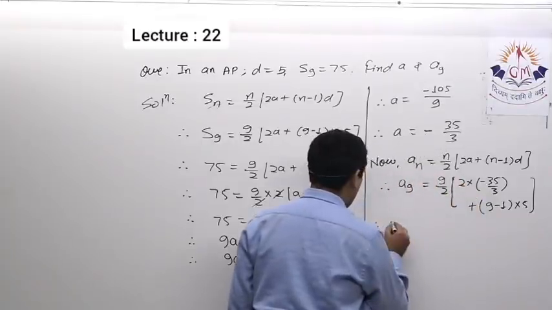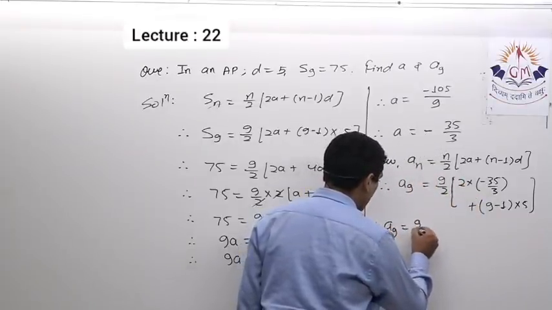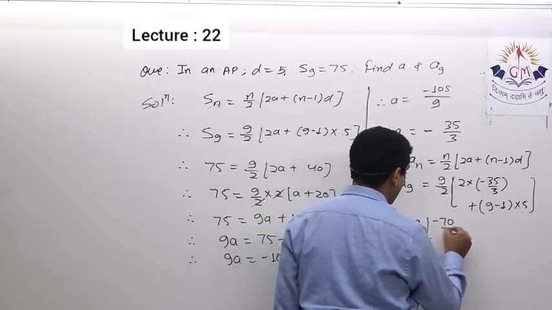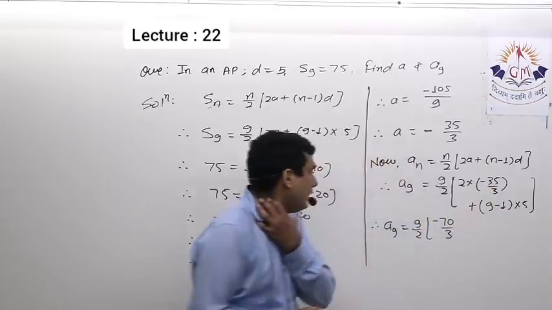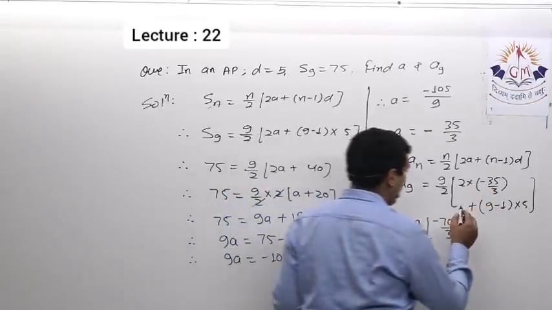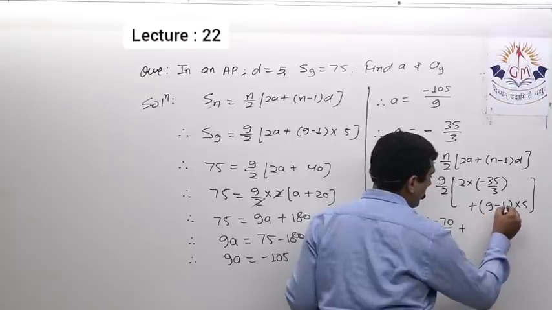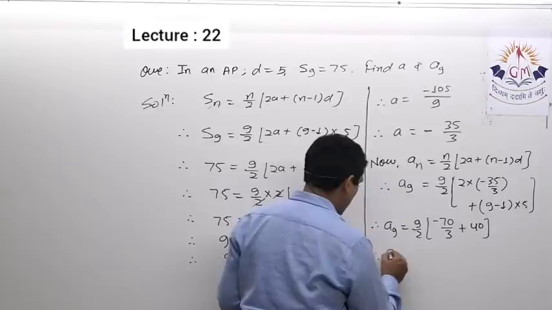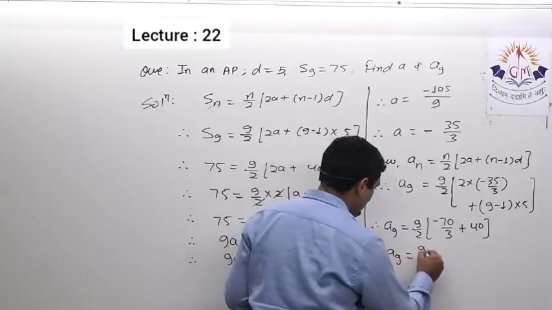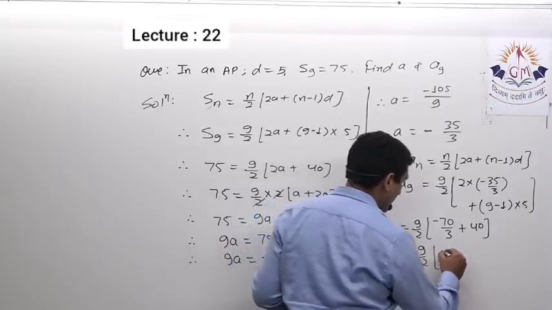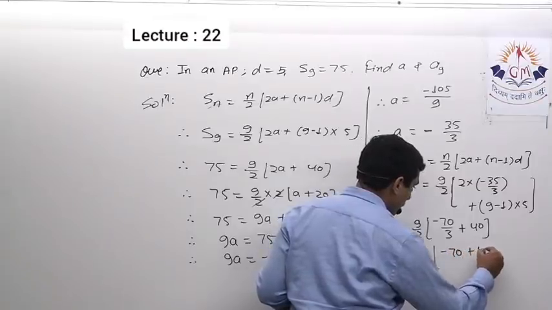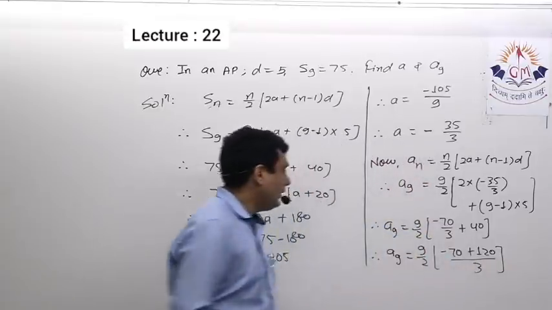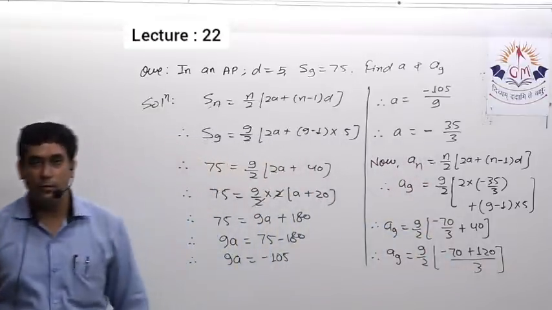Okay, so therefore I can say a9 is equal to 9 by 2 into minus 70 by 3 plus 9 minus 1 is 8, 8 fives are 40. Okay, so therefore a9 is equal to 9 by 2. Here you have to take the LCM, so minus 70 plus 120 divided by 3. So note it down, then I will give you the remaining solution.